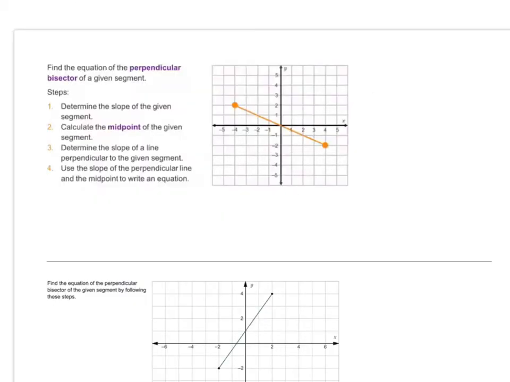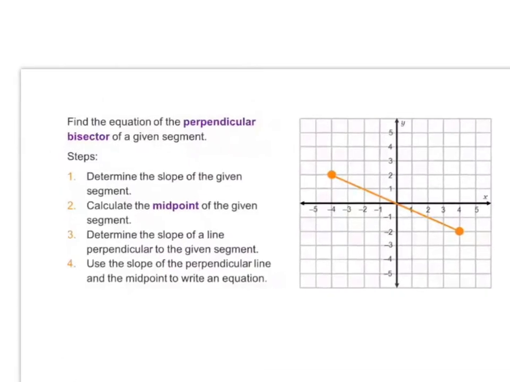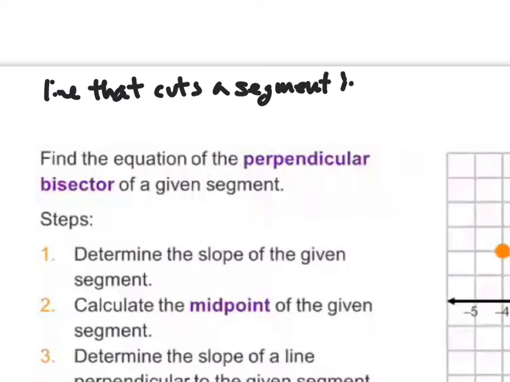Okay, on the last page, we're talking about finding the equation of a perpendicular bisector. Remember, a perpendicular bisector is a line that cuts a segment in half and forms a 90-degree angle.